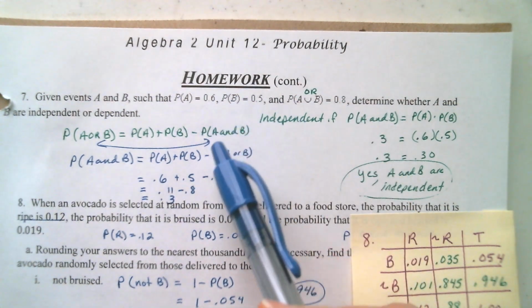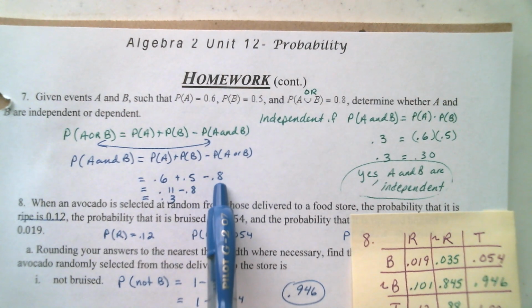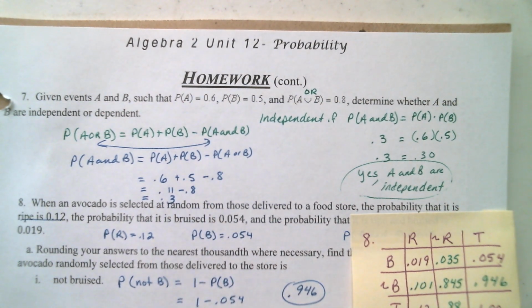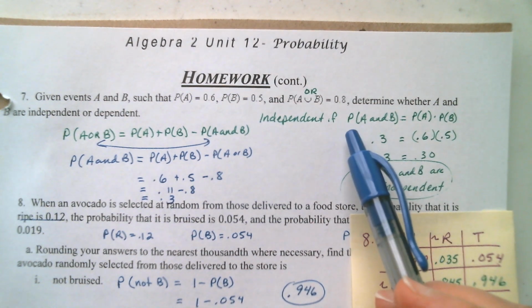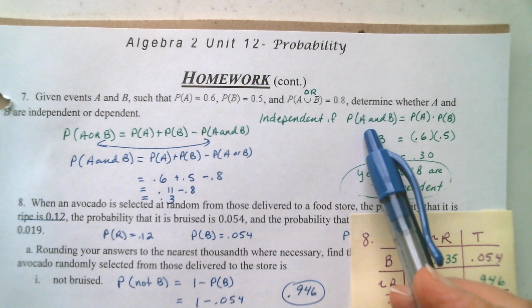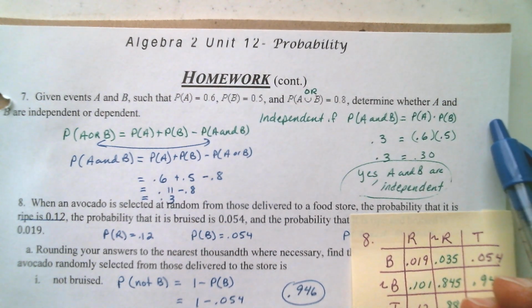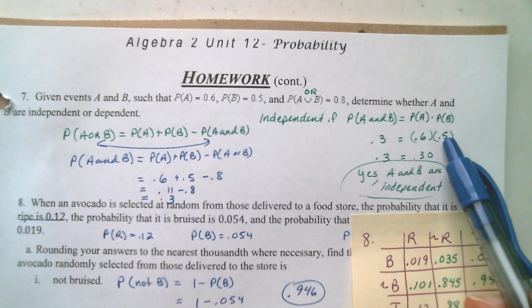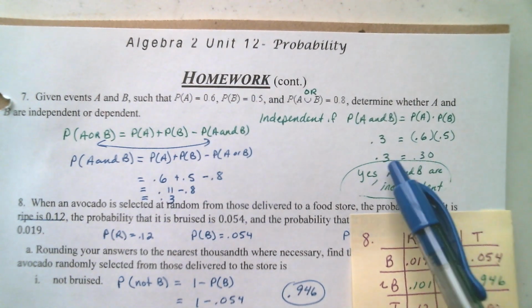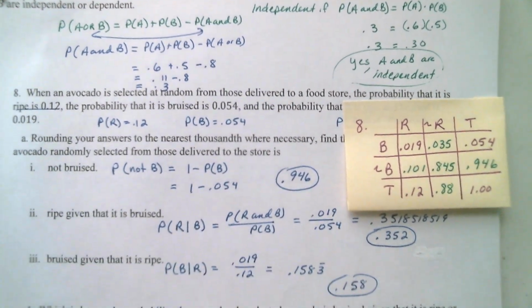And then substituting in the 0.6, the 0.5, and then the 0.8, and you get 0.3. And then once you have that, then I use they're independent if the probability of A and B equals the probability of A times the probability of B. So 0.6 times 0.5 is 0.3. 0.3 does equal 0.3, so yes, they were independent.